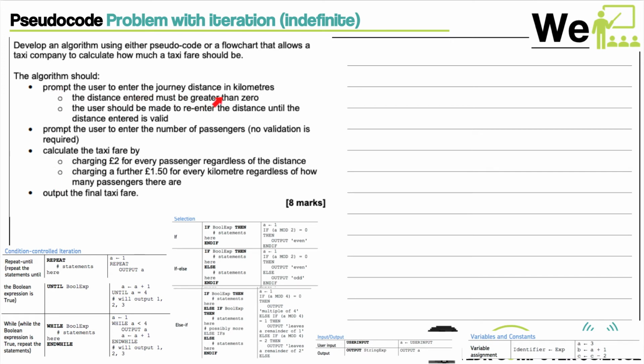Prompt the user to enter the journey distance in kilometers. So I should say, I keep writing print, maybe output's the right thing to say. I'm marking this, right? So if you put output or you put print, I know what you mean. So output, enter distance in kilometers. Now, I probably should have read on a bit more because it says that it has to be greater than 0 and the user should be made to re-enter until the distance is valid. So you don't know how many times they're going to get it right or wrong.